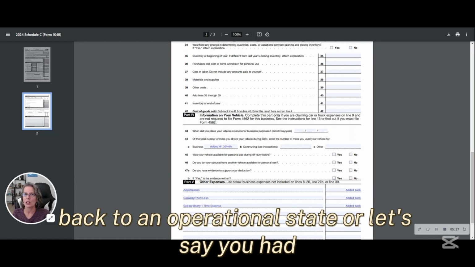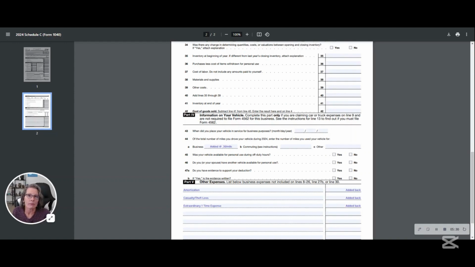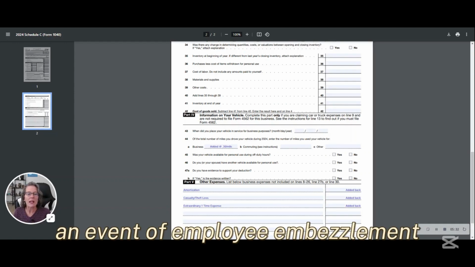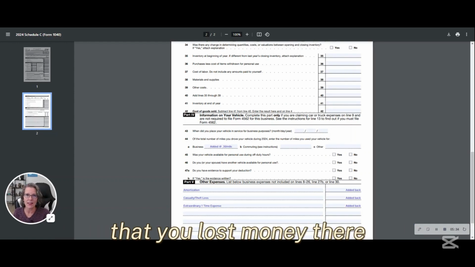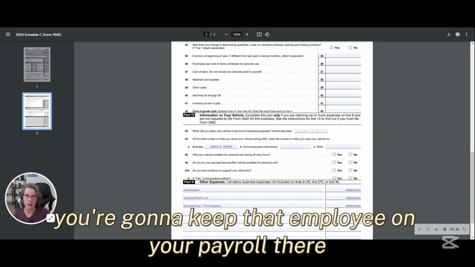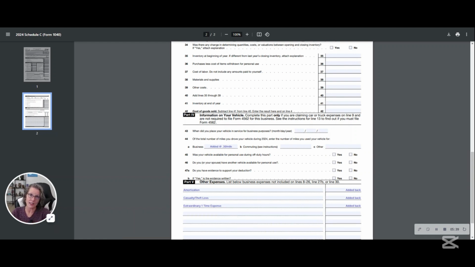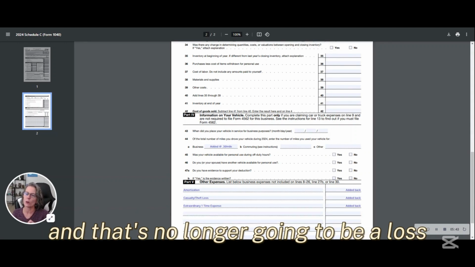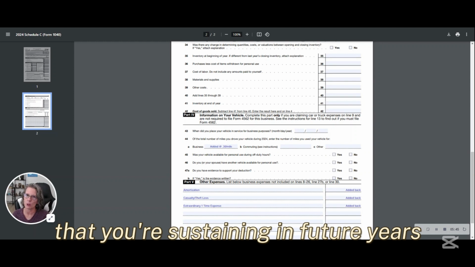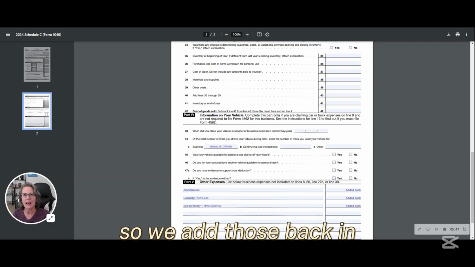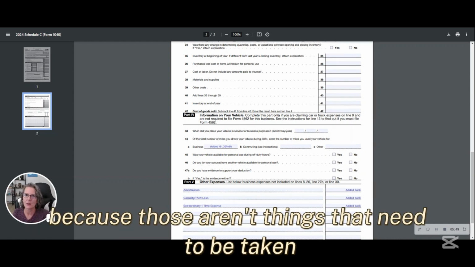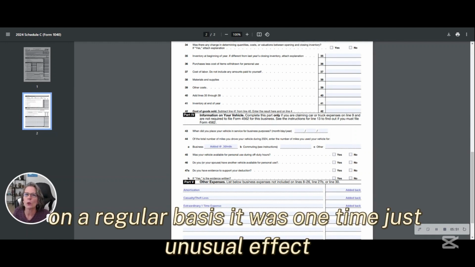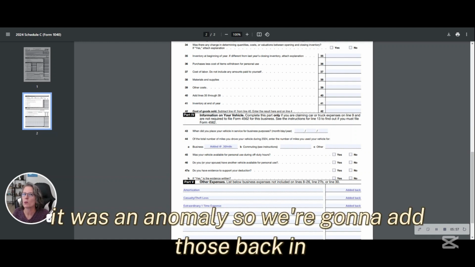Or let's say you had an event of employee embezzlement that you lost money there. They're not anticipating you're going to keep that employee on your payroll. They're anticipating they're going to come off your payroll, and that's no longer going to be a loss that you're sustaining in future years. So we add those back in because those aren't things that need to be taken out of your income on a regular basis. It was a one-time, just unusual event. It was an anomaly. So we're going to add those back in.